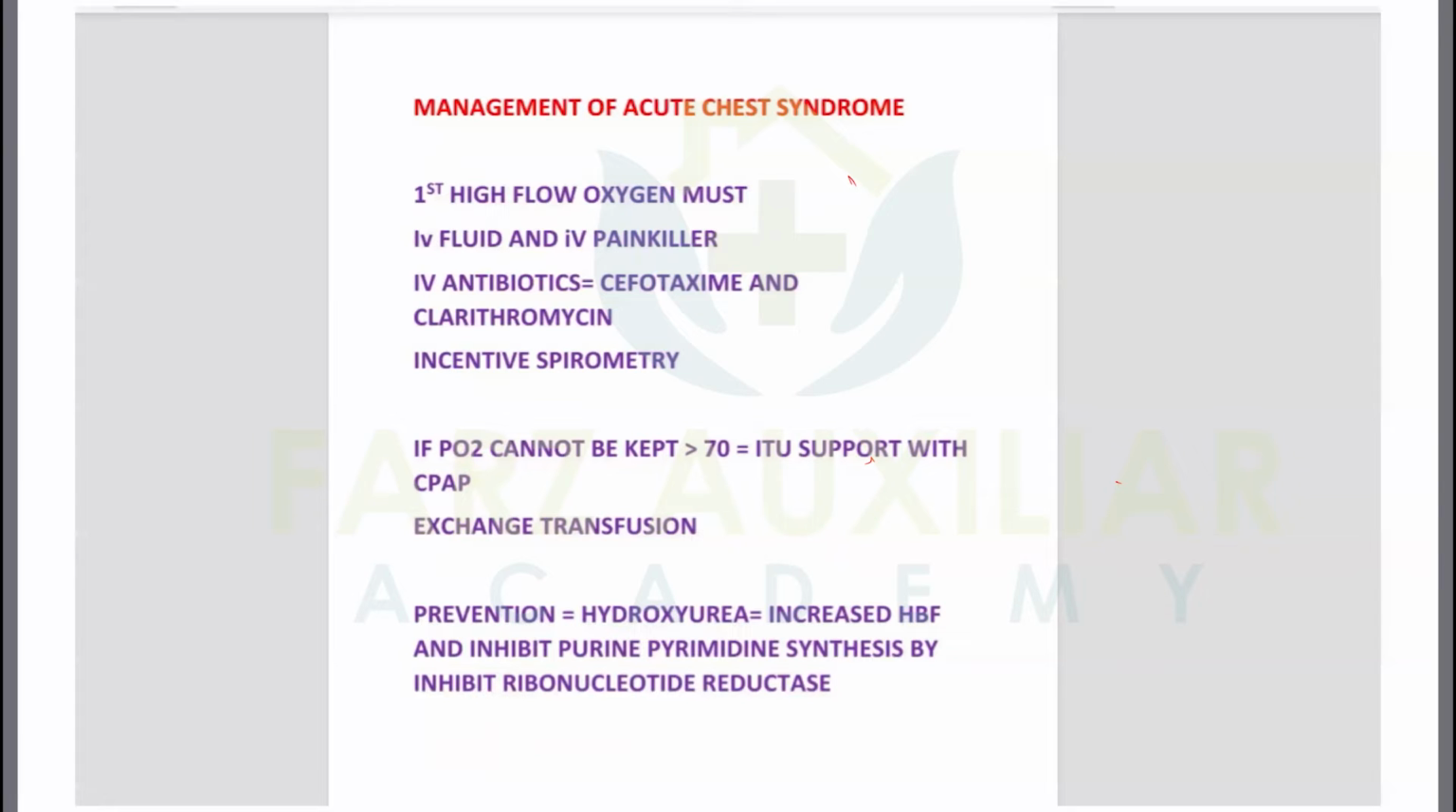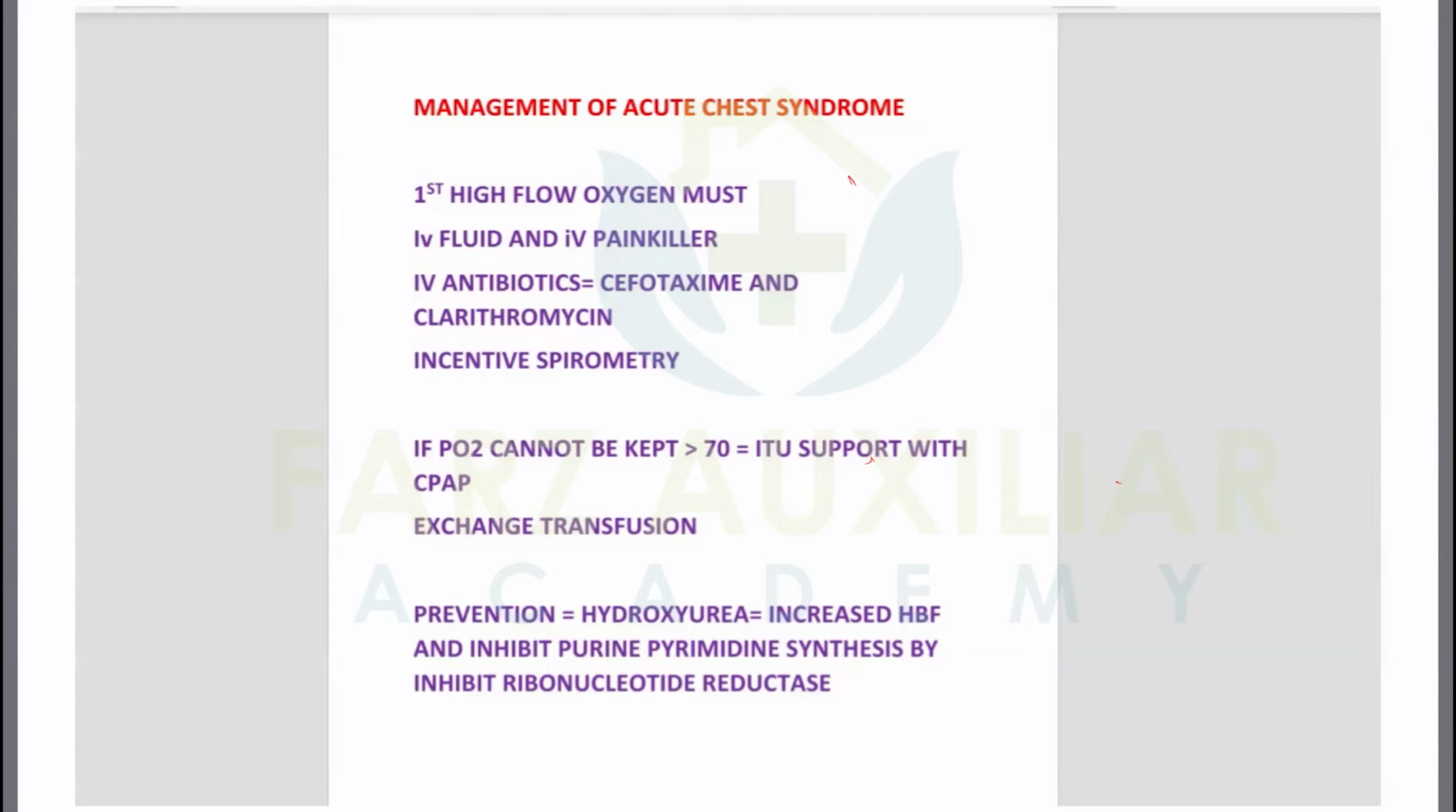First line treatment: high flow oxygen mask first, then IV fluid, IV painkiller, then IV antibiotics, then incentive spirometry. And after that, if the partial pressure of oxygen cannot be kept above 70, you can give IV support, and exchange transfusion at last. So step by step, 1, 2, 3, 4, 5, 6. You need to know these 6 steps step by step.